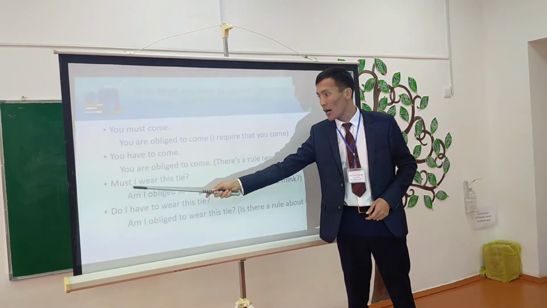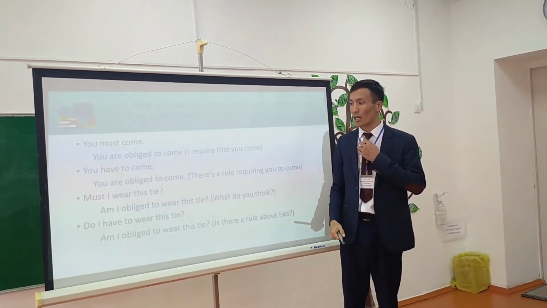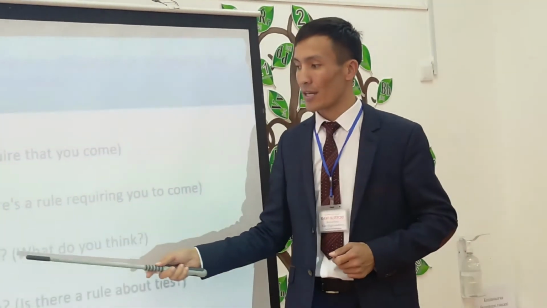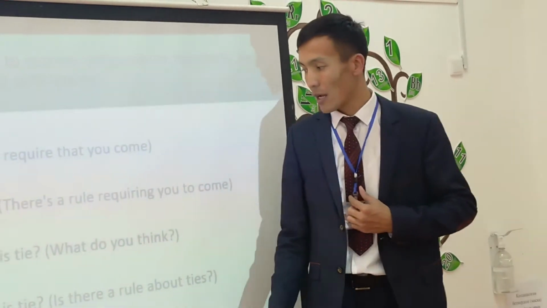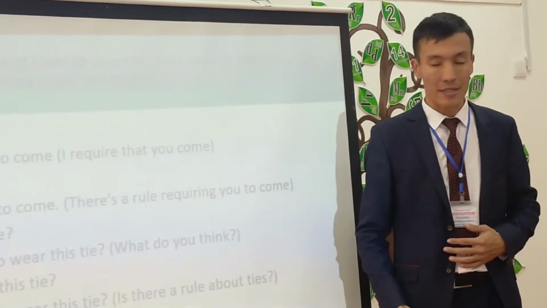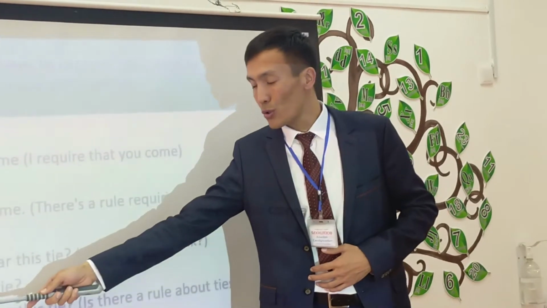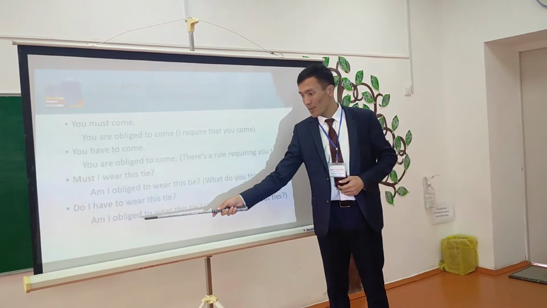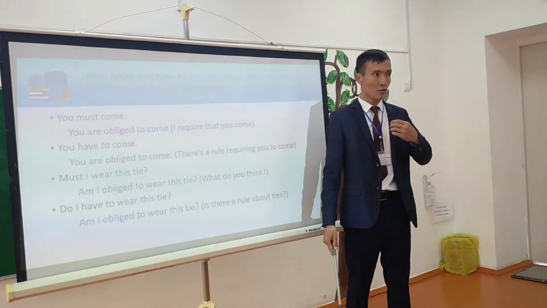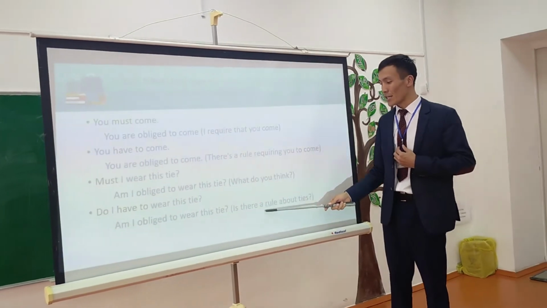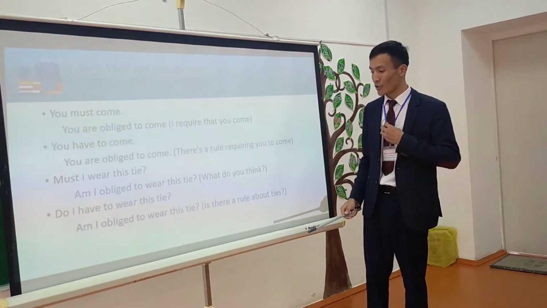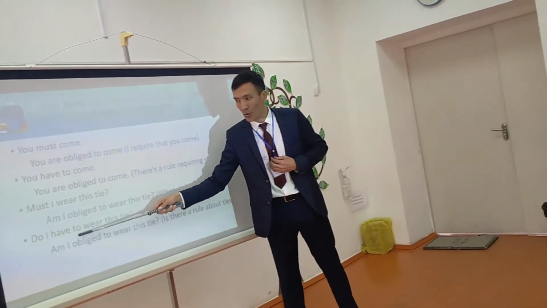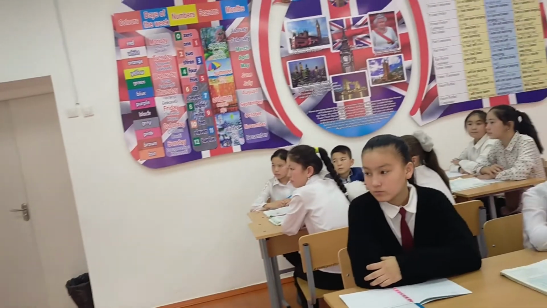Келесі, next, must I wear this tie? Осы галстукты тағуым керек пе? Am I obliged to wear this tie? Осы галстукты тағуым міндетті ме? What do you think? Сен қалай ойлайсың? Келесі, do I have to wear this tie? Мен осы галстукты тағуым керек пе? Am I obliged to wear this tie? Осы галстукты тағуым міндетті ме? Is there a rule about ties? Осы галстуктер жайлы ереже, тағу жайлы ережелер бар ма деп тұр. Көрдіңіздер ме? Have to-де ереже бойынша, ал must'та жеке міндеттеме жайлы болып жатыр.